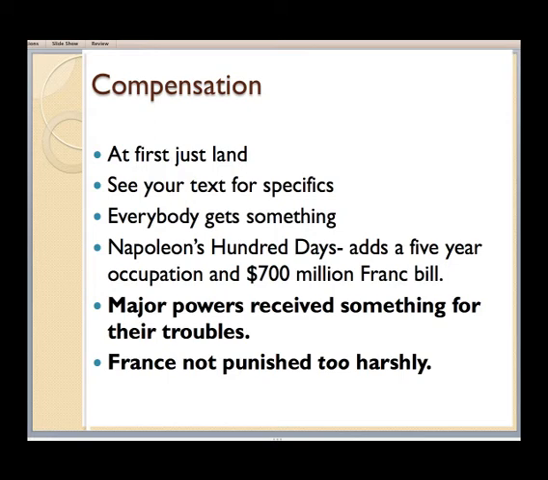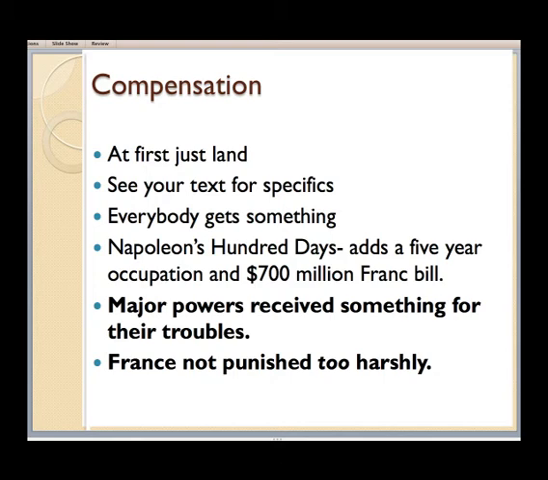We talked about a few of these things before. Compensation: returning and paying the participants of the Napoleonic Wars and the German and the French Revolutionary Wars, paying them back with land, with colonies, etc. You can look in your textbook for a lot of specifics on it, and I'll be putting up a couple slides in a few minutes that deal with some of this stuff. Everybody gets something, and everybody who participated for the most part gets a little something.